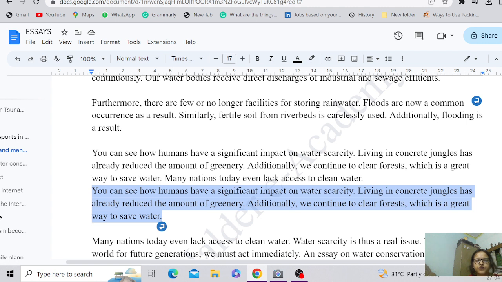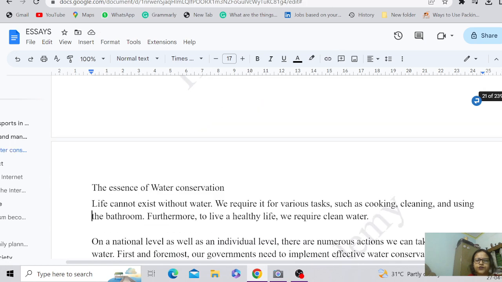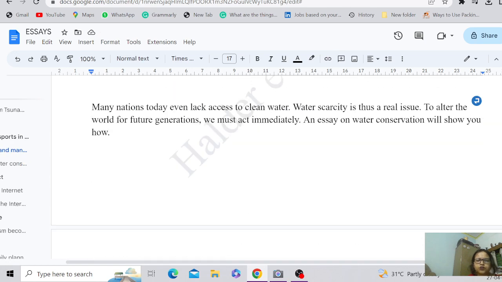We can see humans have a significant impact on water scarcity. Okay, you can omit this paragraph. Many nations today even have less access to water. Water scarcity is a real issue. To alter the world for future generations, we must act immediately.